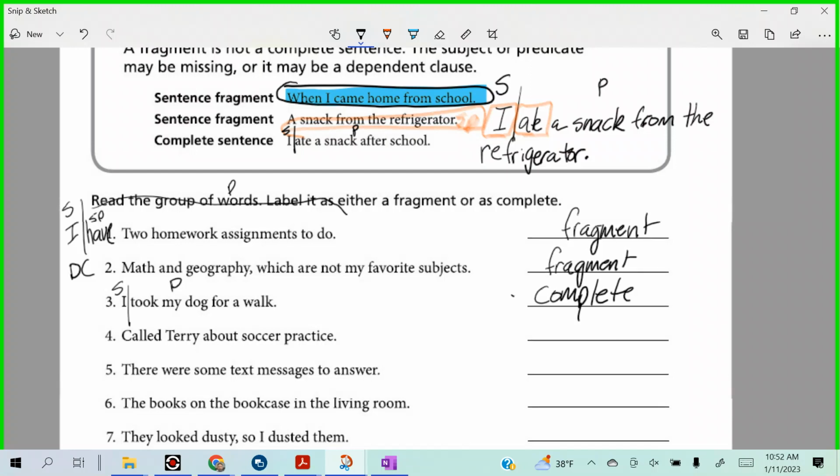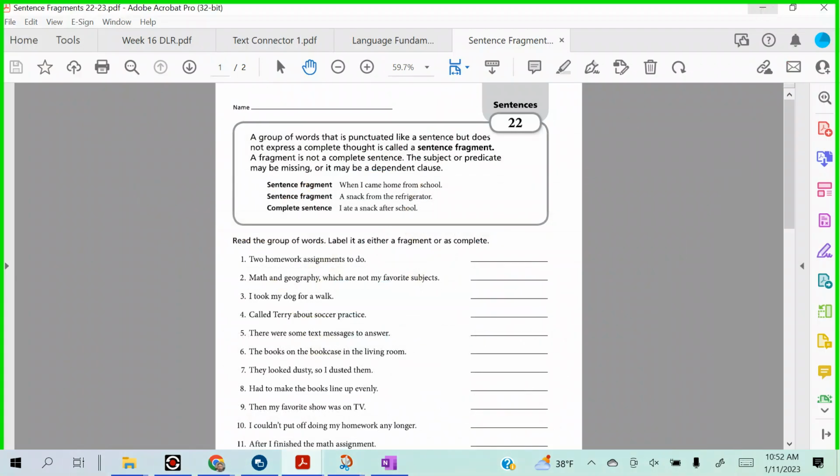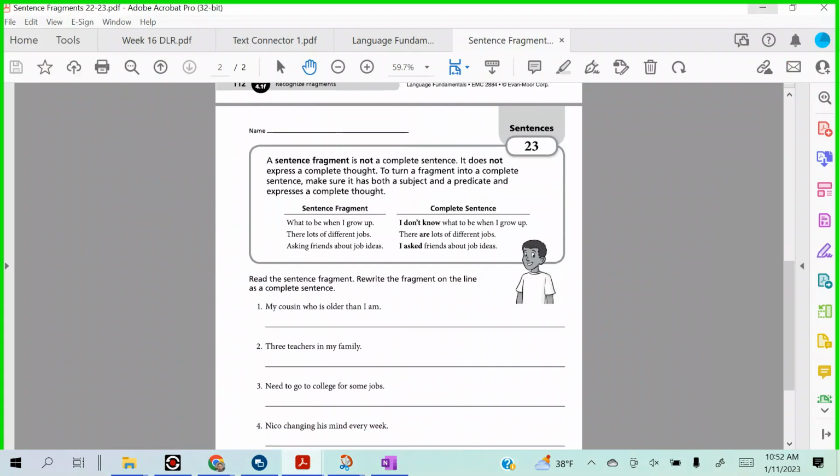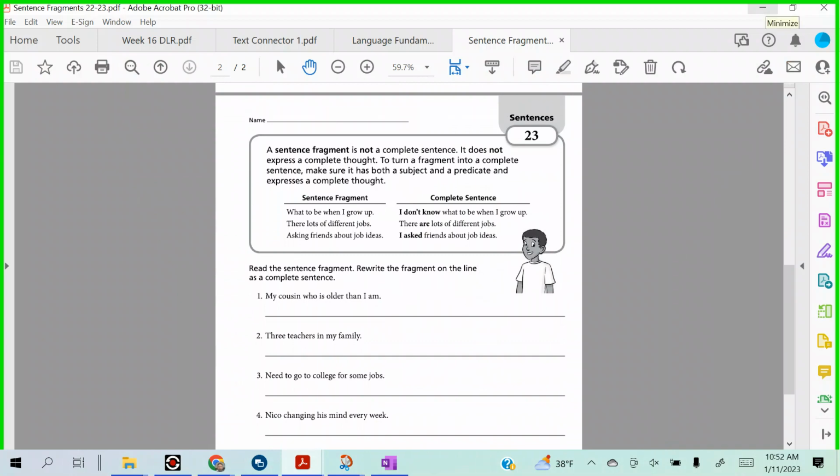I want you to dig into the sentences more. All right, I don't want you to go any further. I don't want you to go any further, you two. Let's go to 23. Flip it over.